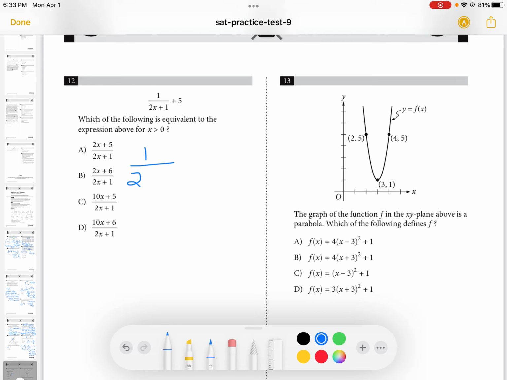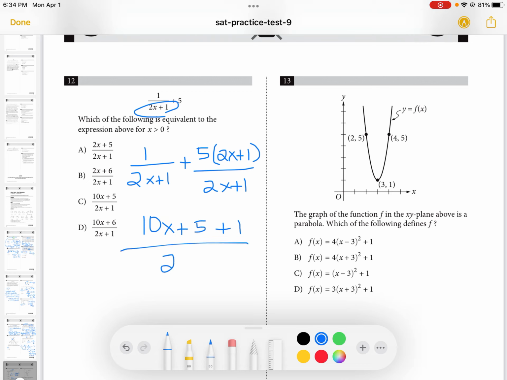We have to write everything under the same denominator, so we have to write everything under 2x plus 1. So we have to change this 5 into something under 2x plus 1. And we can do that by multiplying 5 by 2x plus 1 over 2x plus 1. So when we do that, we get 10x plus 5 plus 1 over 2x plus 1. That's obviously 10x plus 6 over 2x plus 1, and that's D.